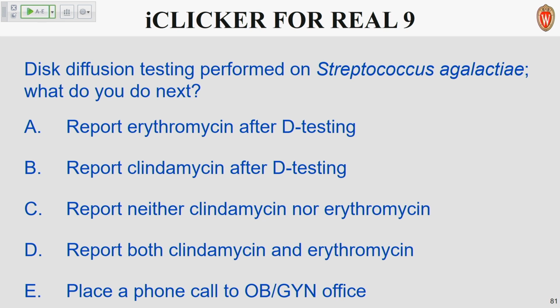Thank you, Brooke. Are you reporting your erythromycin after a D-test? Reporting clindamycin after a D-test? We report neither one of those. We report both of them, or we're going to call the OBGYN office. I'm guessing our numbers here will be a little bit lower.